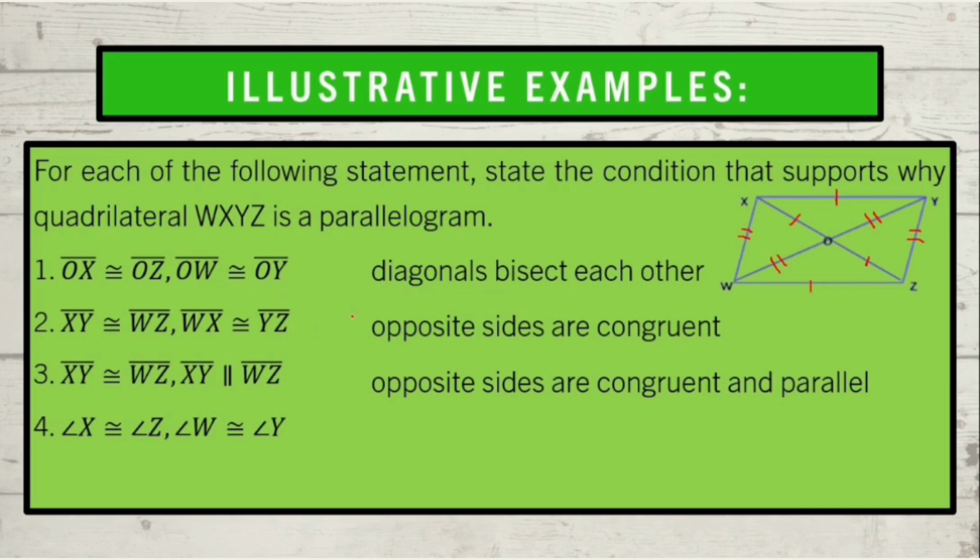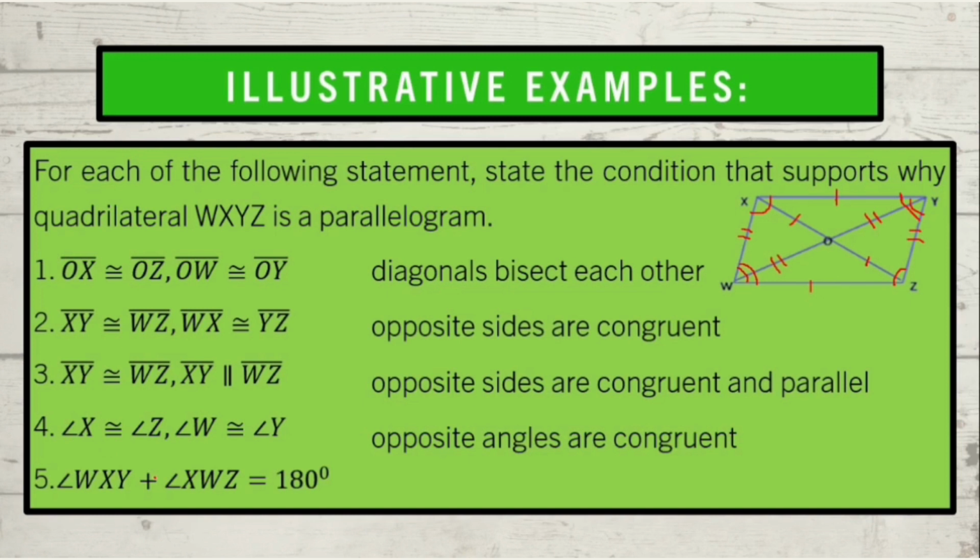Very good. Let's have number 4. Angle X is congruent to angle Z and angle Y is congruent to angle W. So this is angle X and it says that it is congruent to angle Z, which is its opposite. Same as with angle W, which is congruent to angle Y, its opposite also. Therefore, what condition is that again? Very good. Opposite angles are congruent. Let's have the last one.